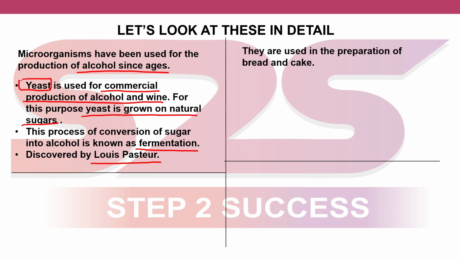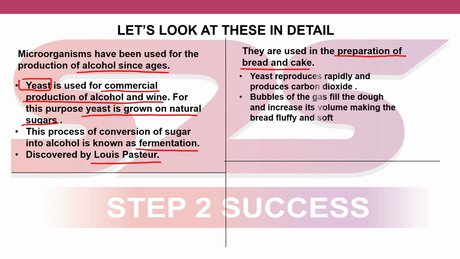Then we said that they are used in the preparation of bread and cake. So yeast, again, as we said, is a microorganism. It reproduces rapidly and produces carbon dioxide. Bubbles of the gas fill the dough and increase its volume, making the bread fluffy and soft. So the bubbles of the gas of CO2, that is carbon dioxide, fill the dough and increase its volume, making the bread fluffy and soft.